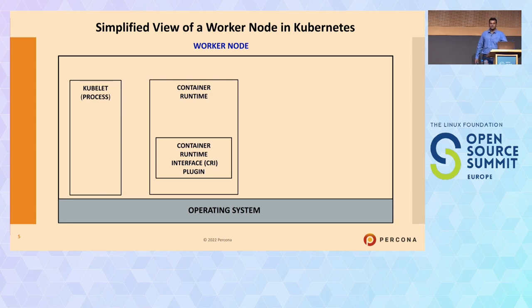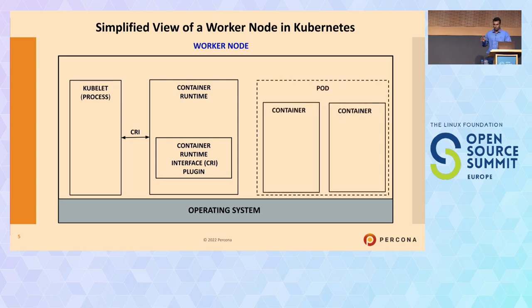The container runtime will have something like a container runtime interface plugin, which is an interface for communication between the kubelet and the CRI, which makes the container runtime pluggable. You can have something like containerd, and you can replace it with CRI-O or something like that. That's the advantage. This container runtime manages the containers, or essentially the pod. I'll come to exactly what the pod is, but for now, let's assume that the container runtime manages the container. So the next question is, what is a container?